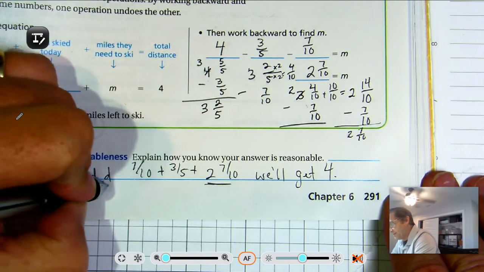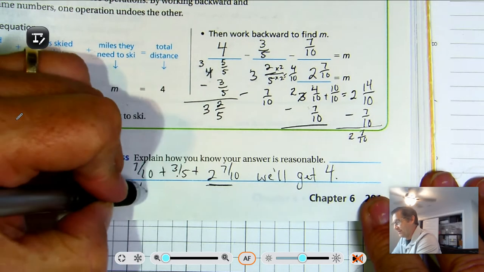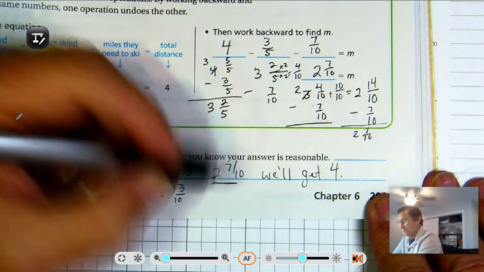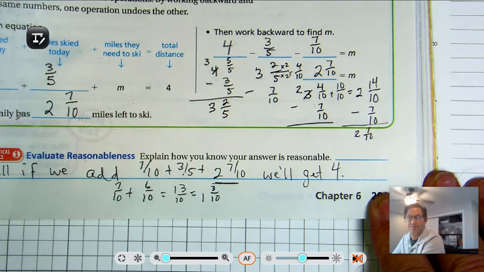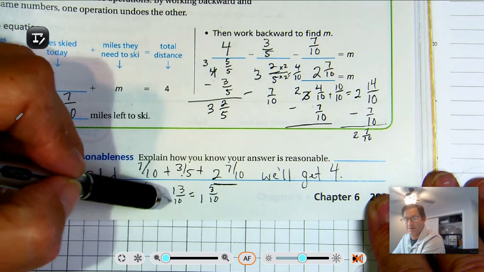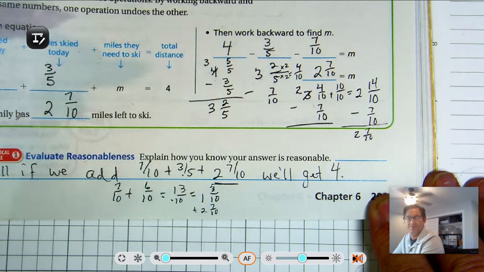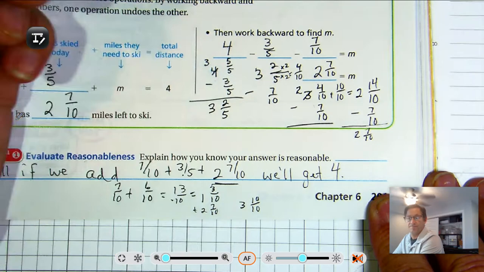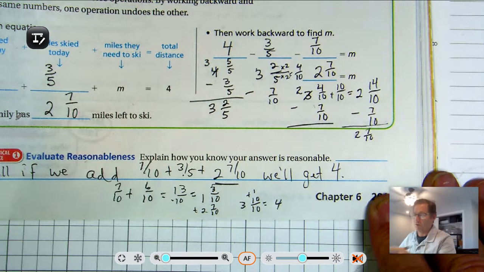Let's just confirm that. 7/10. We already said 3/5 is the same as 6/10. So that's 13/10, which is equal to 1 and 3/10. 13 divided by 10 is 1. There would be a remainder of 3, and our divisor was 10. So 1 and 3/10 plus 2 and 7/10. 7/10 and 3/10 is 10/10. 2 plus 1 is 3. Well, 10/10 is equal to 1, so 3 plus 1 is 4. So our answer is reasonable.